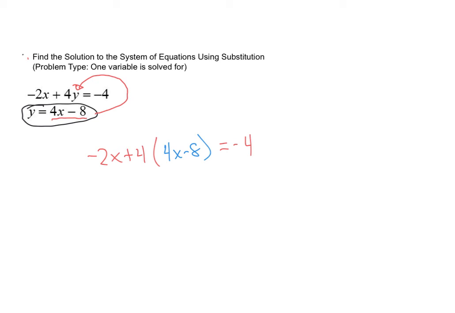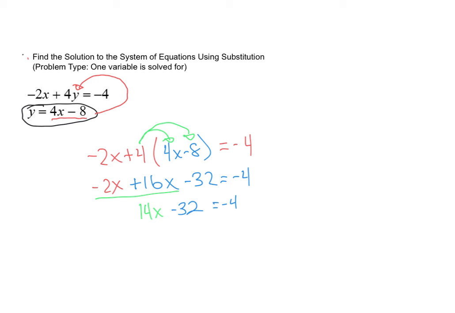Then I am going to distribute because I need to do my order of operations. And now remember that we have to take into consideration 4 times 4x and 4 times negative 8. So I'm going to bring down everything I haven't used. 4 times 4 is 16. Bring along the x. 4 times negative 8 is negative 32. Then you want to combine like terms. Then you want to solve for your variable.